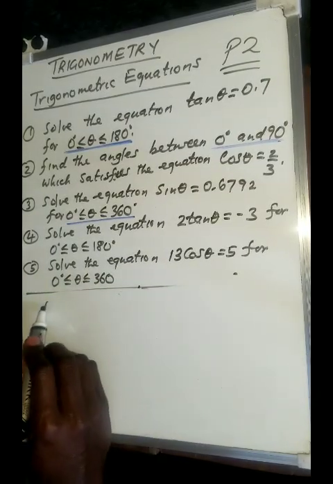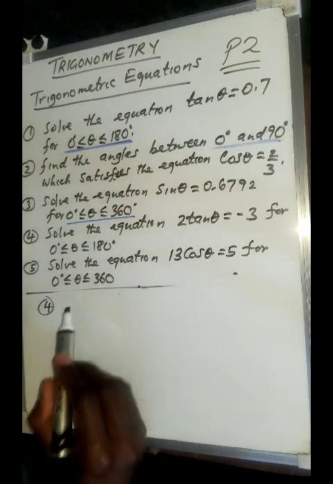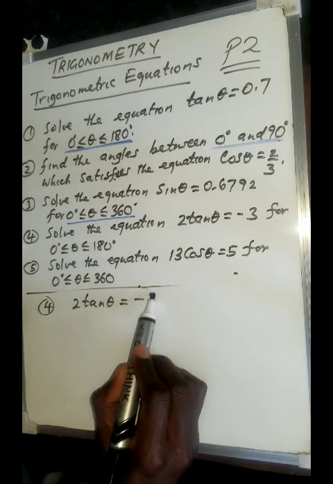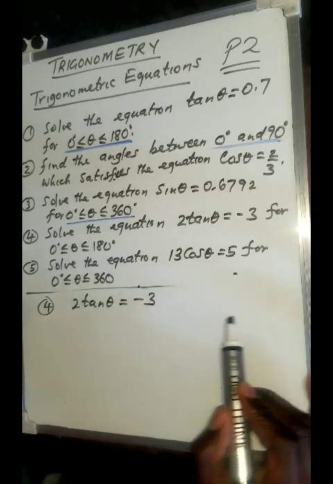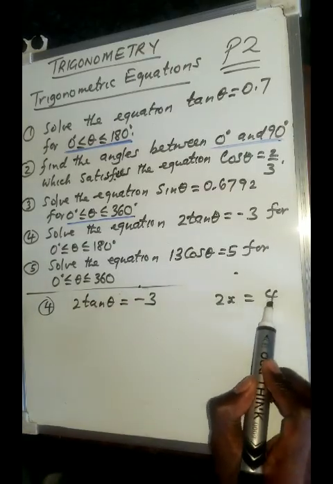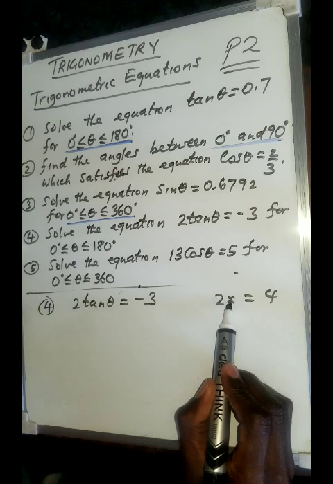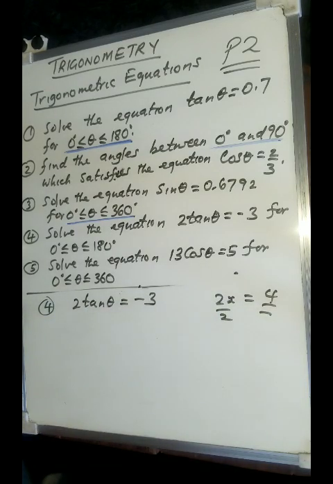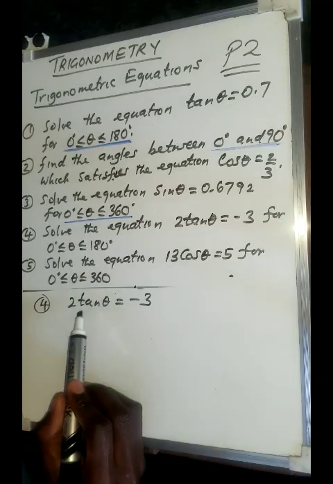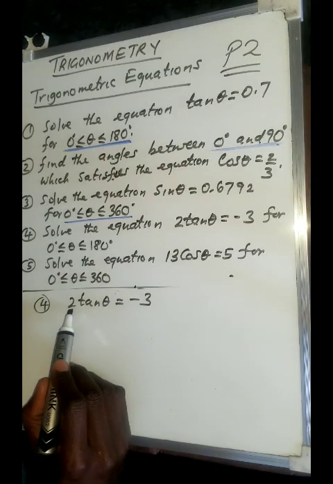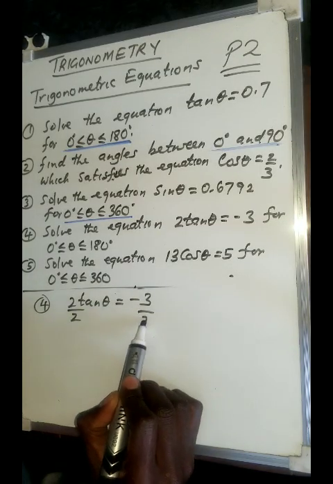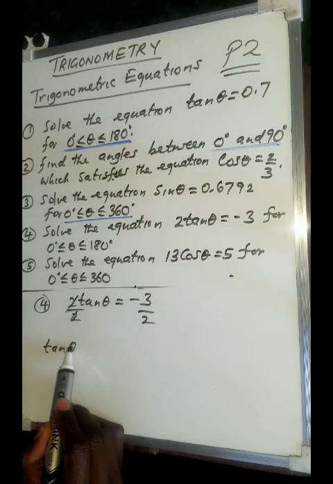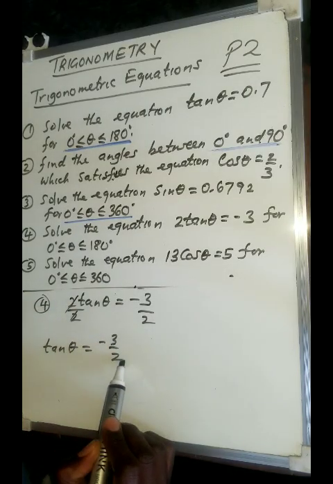The fourth one there says, solve the equation. So they have given us 2 tan theta is equal to -3. So you solve it in the same way. For example, if you have 2x is equal to 4, how do you solve that? You divide by 2. So you treat it in a similar way there. What I do to this side, I'll do to the other side. So meaning it is going to be tan theta is equal to -3/2.